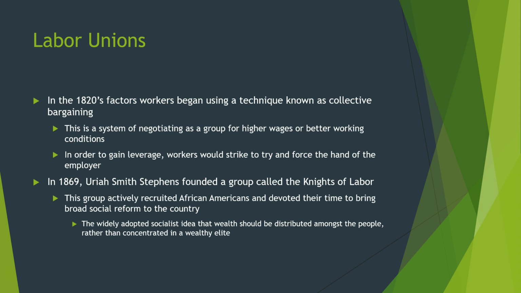So in the early 1820s is when we really start to see this show up. We don't really see this hit its stride until the late 1800s, early 1900s. In 1869, Uriah Stephens founded a group called the Knights of Labor. This group actively recruited African Americans and devoted their time to bringing broad social reform to the country. The widely adopted socialist idea that wealth should be distributed amongst the people rather than concentrated in a wealthy elite was a huge concept of the Knights of Labor, and they really wanted to ensure that everybody had the opportunity to earn a living wage.